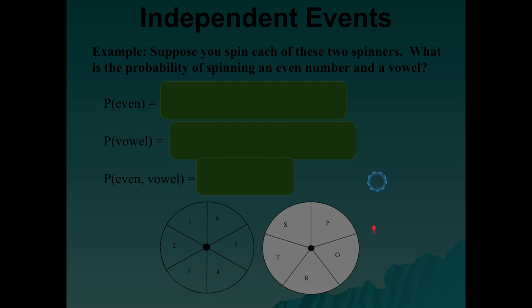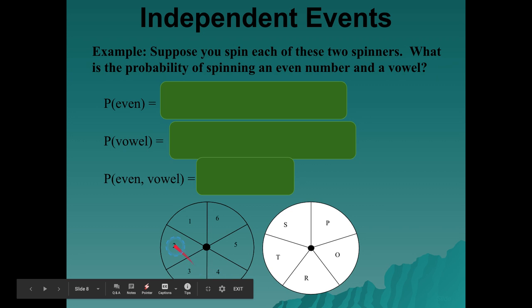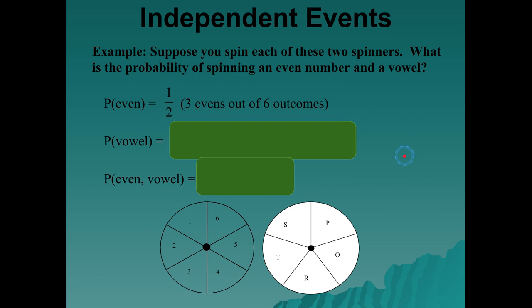Okay, next scenario. Independent events. Suppose you spin each of these two spinners. What is the probability of spinning an even number and a vowel? They're two different spinners, so one's not going to affect the other. So what's the probability of spinning an even number? Well, there's 1, 2, 3, 4, 5, 6. Of those 6, 3 are even. So 3 out of 6 is 1/2.